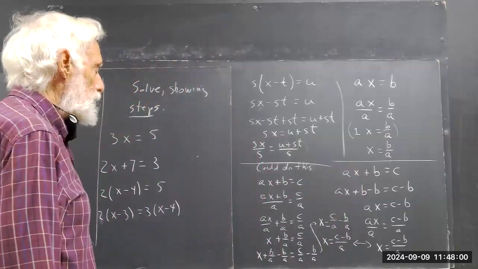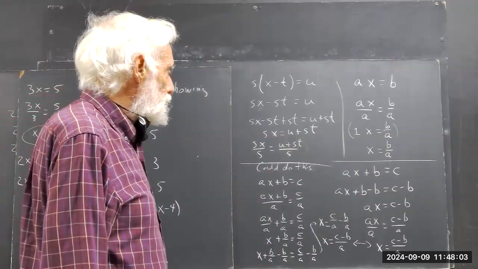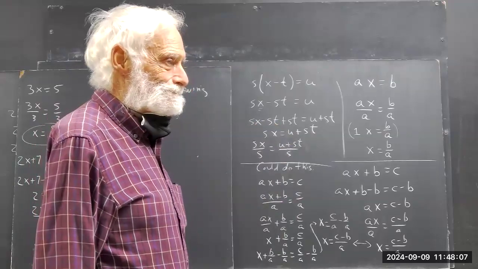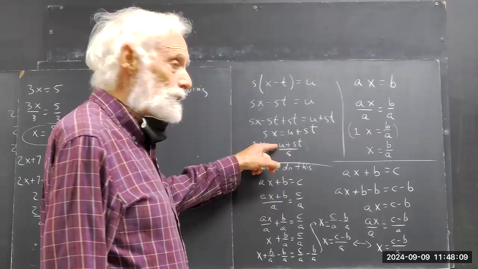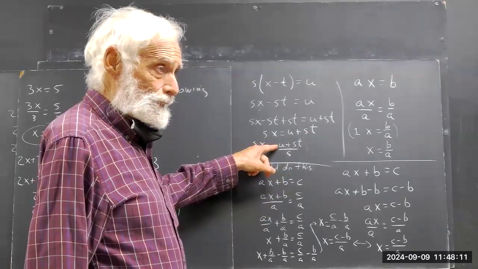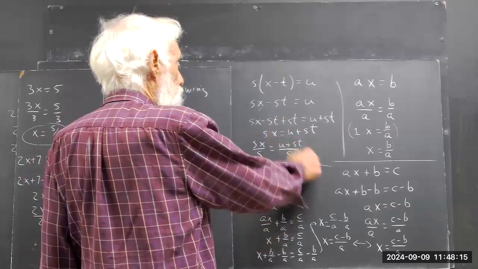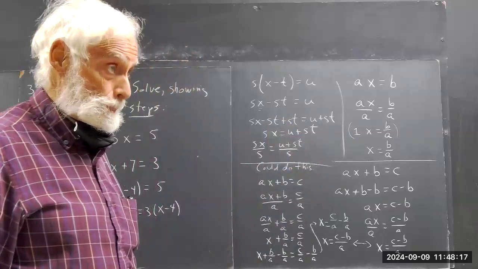Okay. Now, at this point, somebody decided that S would divide that S. But that S also has to divide that U. So you can't divide this S into this, and you can't cancel this with what to do. Okay?